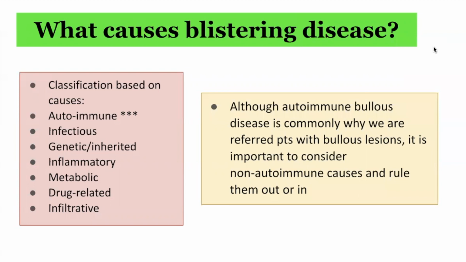There are many different causes to consider in our differential diagnosis, as not all blistering diseases are due to autoimmune blistering disorders. Although autoimmune blistering disorders are often the focus of our teaching and the focus in our textbooks, we also need to consider other differentials which can also present with a blistering disorder. And this includes pathologies that are infectious, genetic or inherited, inflammatory, metabolic, drug-associated or drug-related, as well as infiltrative disorders.